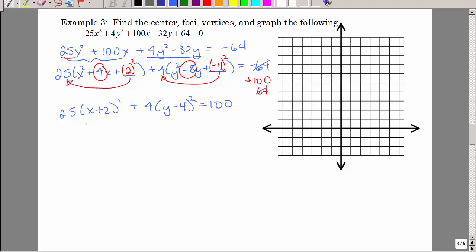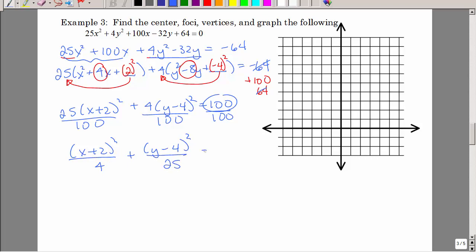Almost standard form. Last thing, I need to make this value a 1, so I'm going to divide by that value and reduce. Now keep in mind I'm giving you nice pretty numbers so you don't have to deal with some ugly fractions. Alright, so let's look at the center. Remember (h, k), so we have (-2, 4).